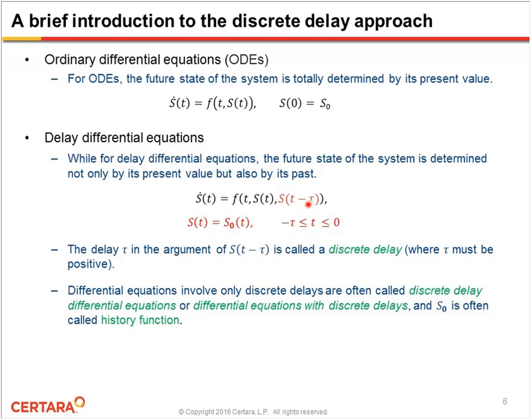Now, since it depends on the past value, you have to specify its past value, that is, for t less than or equal to 0 and greater than or equal to negative tau. This delay tau here is called a discrete delay. The tau must be a positive number because you only know the past. You cannot know the future. Differential equations involving only discrete delays are often called discrete delay differential equations, or differential equations with discrete delay. And this S0 is often called the history function.